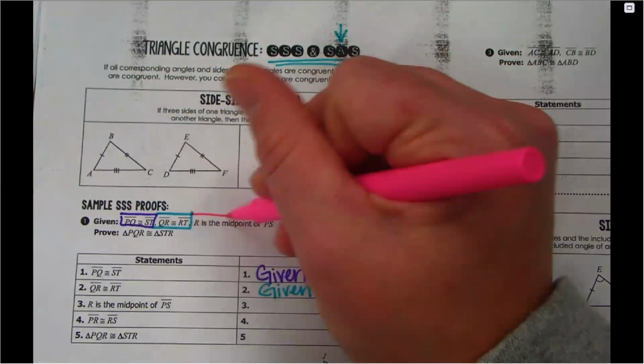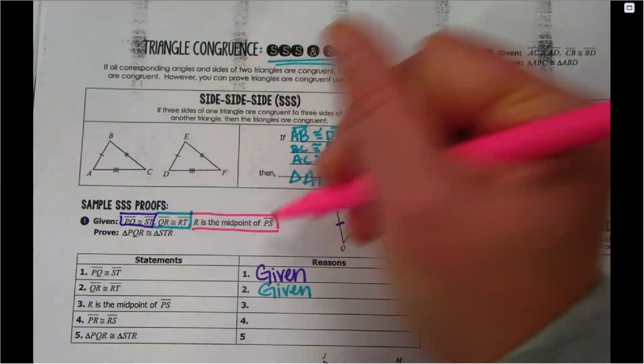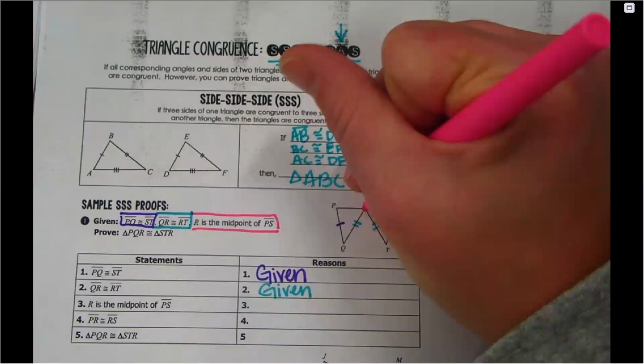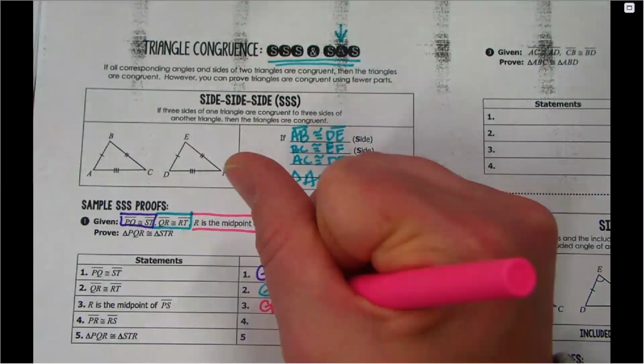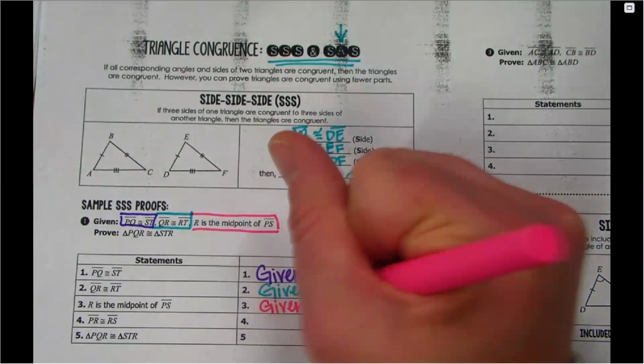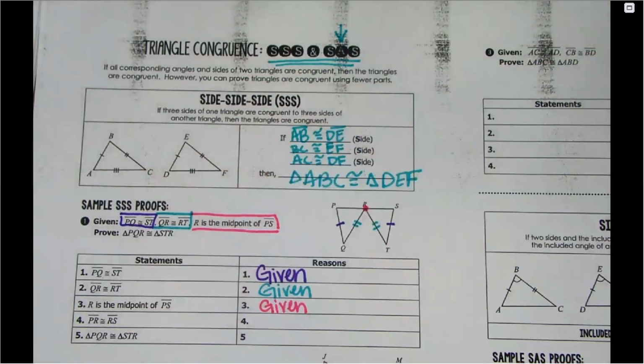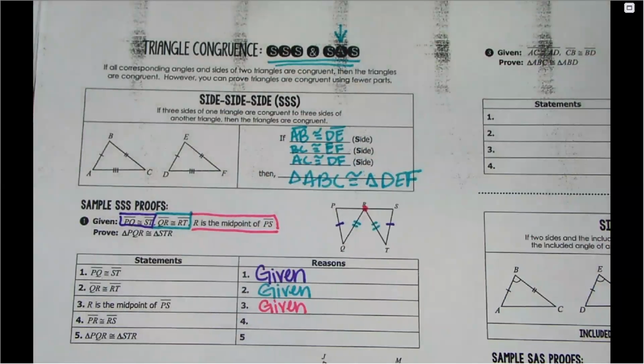There's one more given bit of information, and it says that R is the midpoint of ST. So again, that's given. Okay, so if this is your test, you have over 50% done just on your givens. So don't ever just get up here and be like, I can't do two column proofs. Like, I hate them. I can't do it, and not answer it. You can at least do the givens.